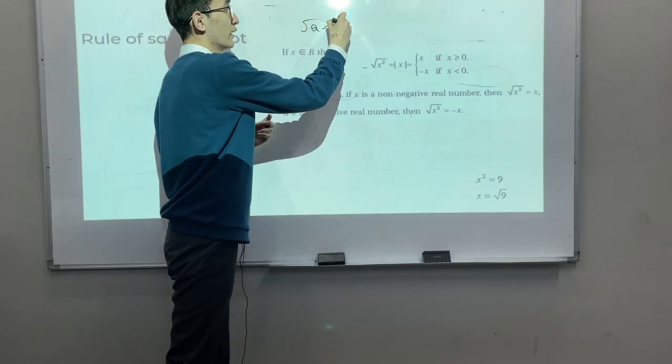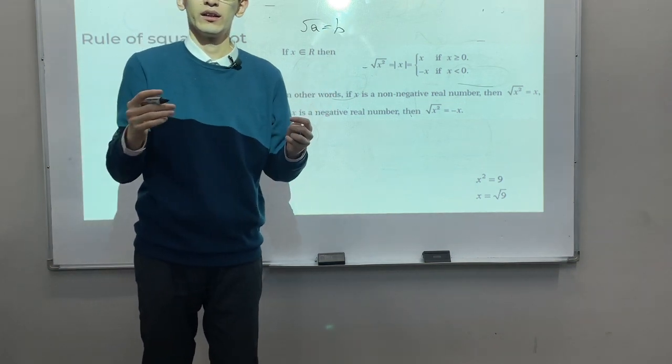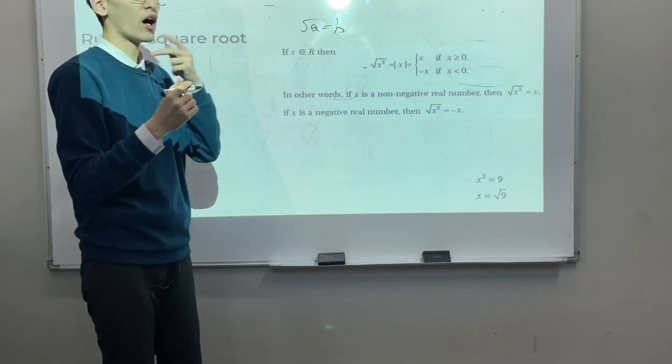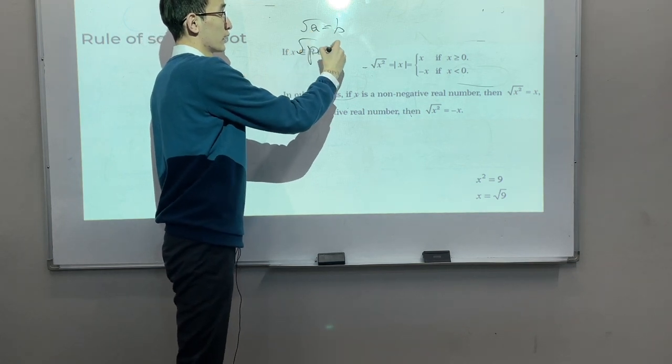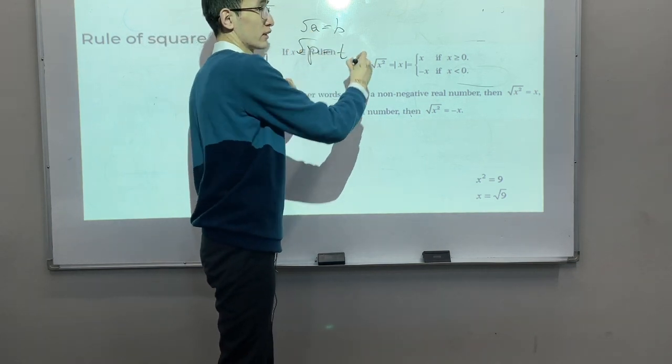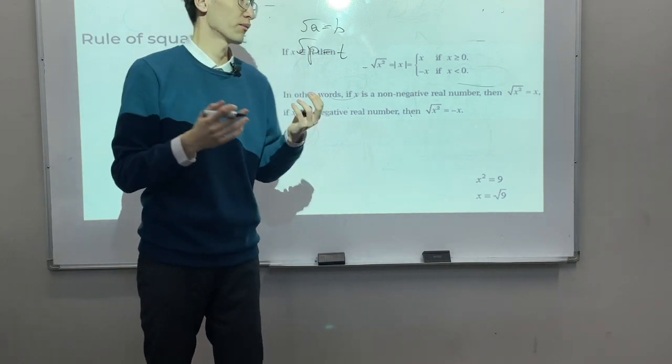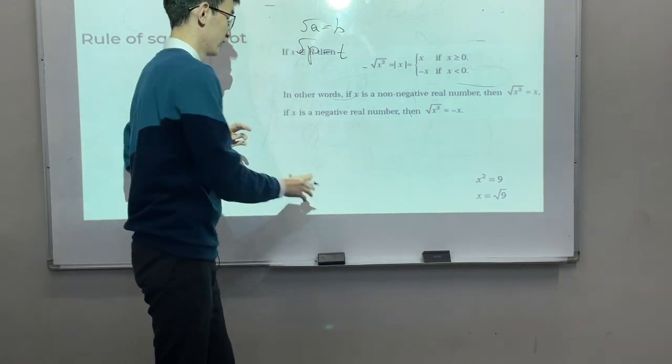Square root of a equals b. In other words, in our life, it's like the square root of problems is tolerance.